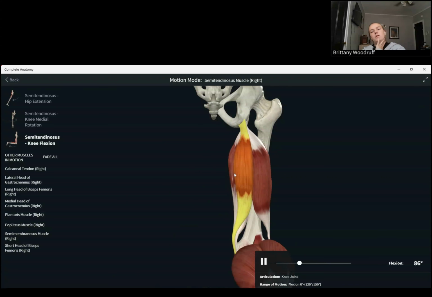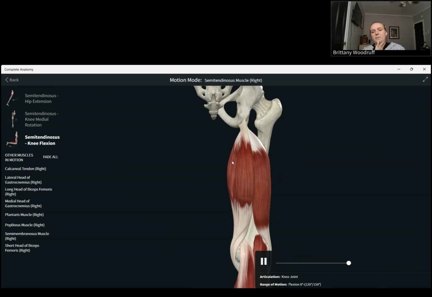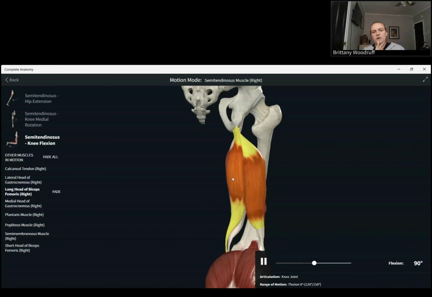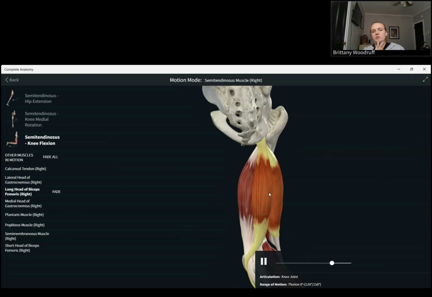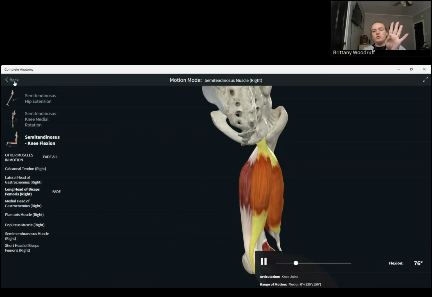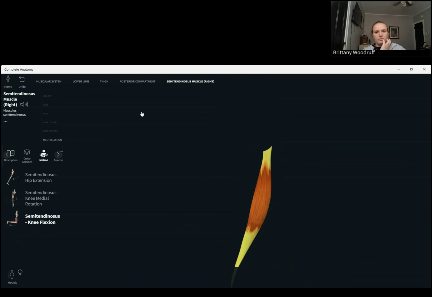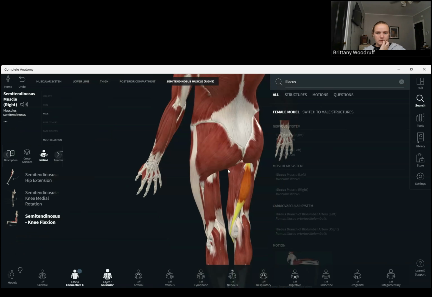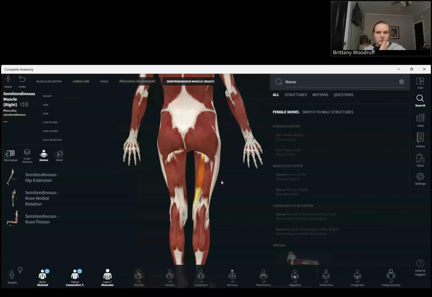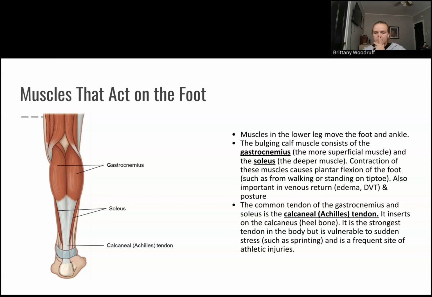Semitendinosus, semimembranosus, and then biceps femoris, I believe. It's been a while since I, this is the biceps, semitendinosus, semimembranosus. Don't worry about knowing the difference. You should know that hamstrings have 3 muscles. And then I think that's all of the muscles from the upper thigh.